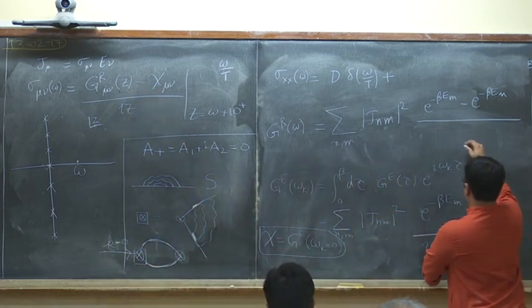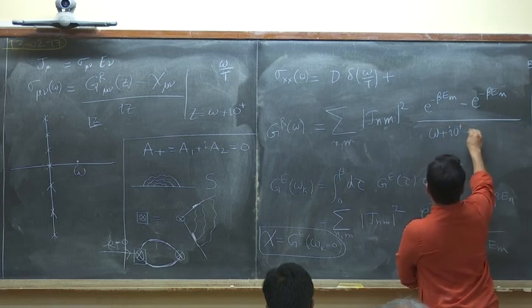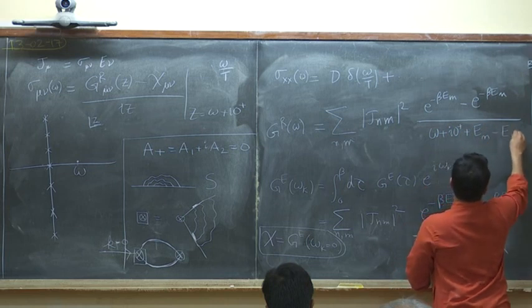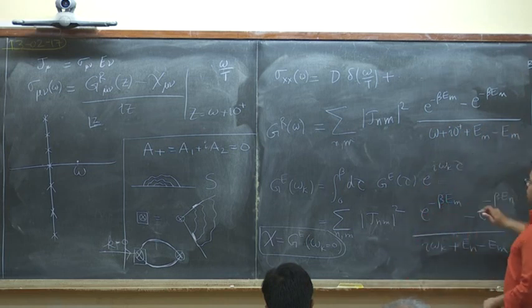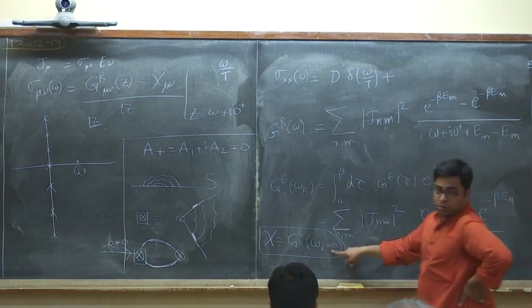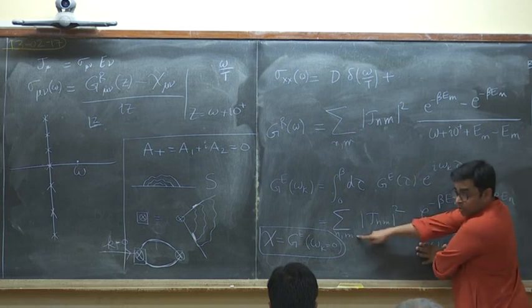So what is this? i omega_k is omega plus i0 plus E_n minus E_m. Okay, so I just write this. Now you see what's the crucial difference between these two things. When I take omega to 0, you see the numerator and denominator are both 0 for degenerate states. I'm sorry, yeah.